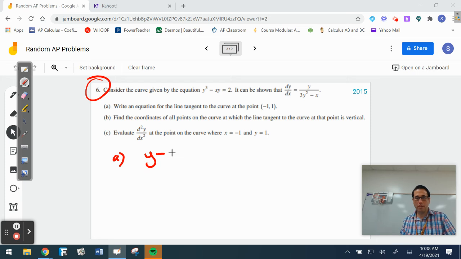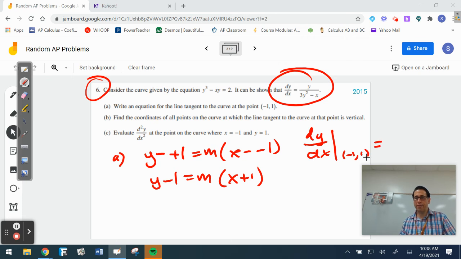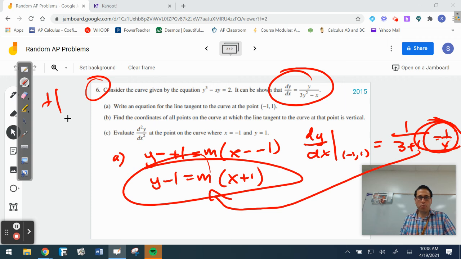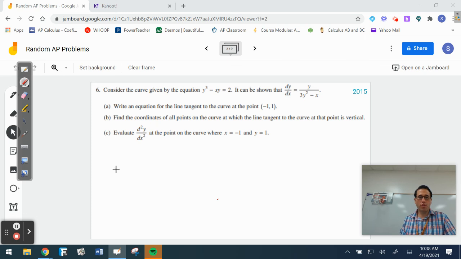It'd be y minus y1. Whoops, that'd be plus 1, equals m times x minus x1. There's the -1. So it'd be y minus 1 equals m times x plus 1. All I have to do is find m, and m means you're going to find the derivative, and you're going to plug in a -1 for x and a 1 for y, and you'll get 1/3 plus 1. So I get 1/4. Booyah, you're going to plug that in. How much would that be worth? All right, you get 1 point for getting 1/4, and you get 1 point for plugging it in. 2 out of 2. Okay, remember, hit pause, see how you're doing on your own, okay?